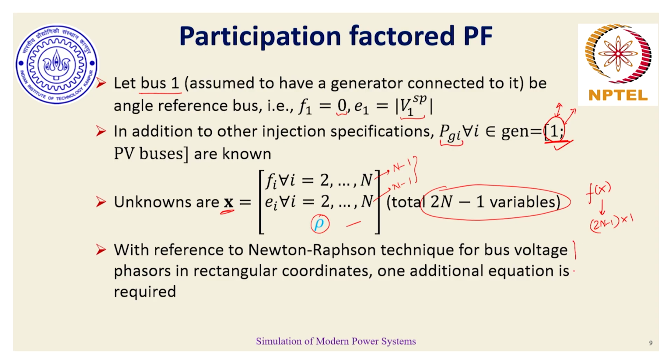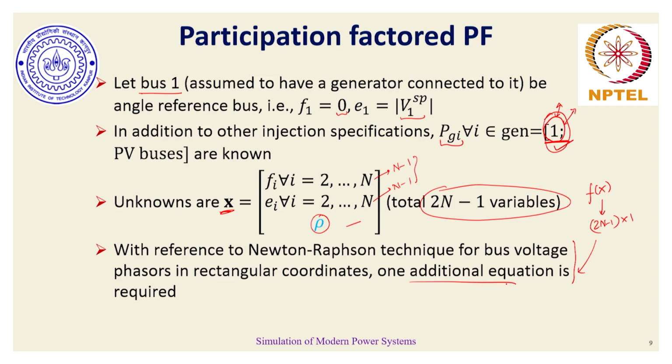And that's what is mentioned here. We require one more additional equation in order to get these 2n-1 unknowns. The additional equation is coming from the fact that if PG1 is specified, which is usually the case, because bus 1 is also a generator bus, so like other PV buses, PG1 would also be known, then we can include the real power equation of the slack bus, as the real power equation of the angle reference bus, as the additional power flow equation.